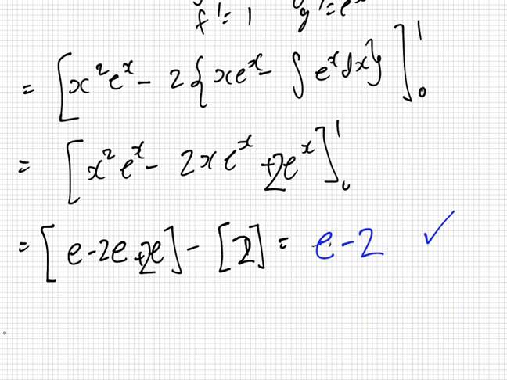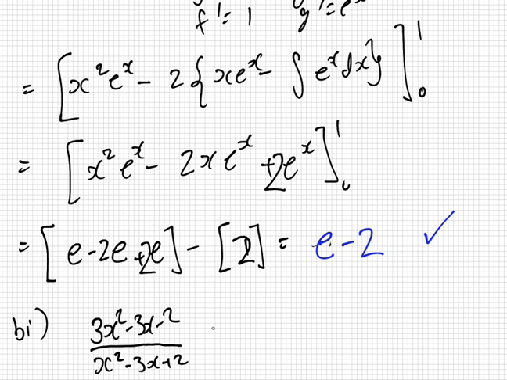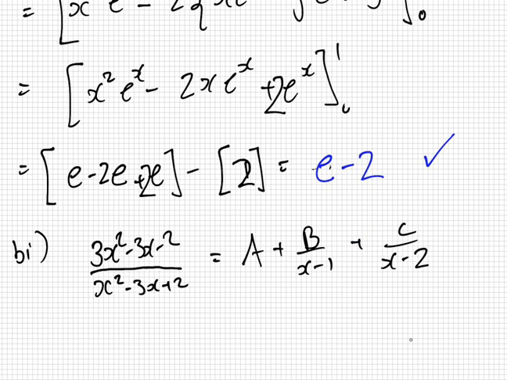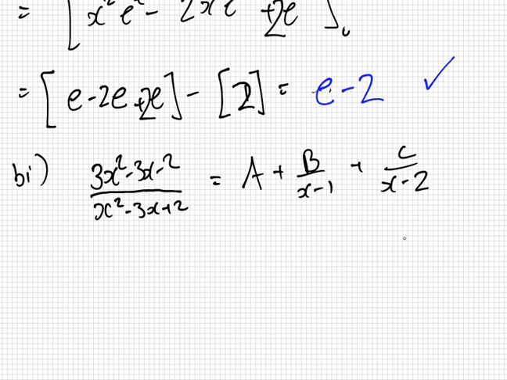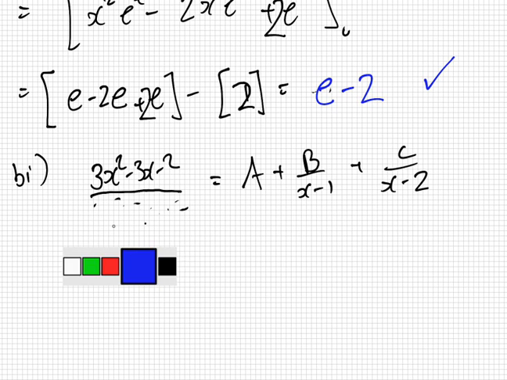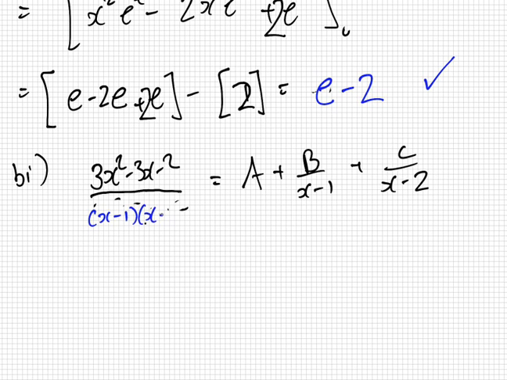Okay. B part 1 is they want you to express this rational function in the form a plus b over x minus 1 plus c over x minus 2. I can tell straight away that this has factors of x minus 1 and x minus 2, so I'll just write them in instead. You can just copy it again if you want. So x minus 1, x minus 2.